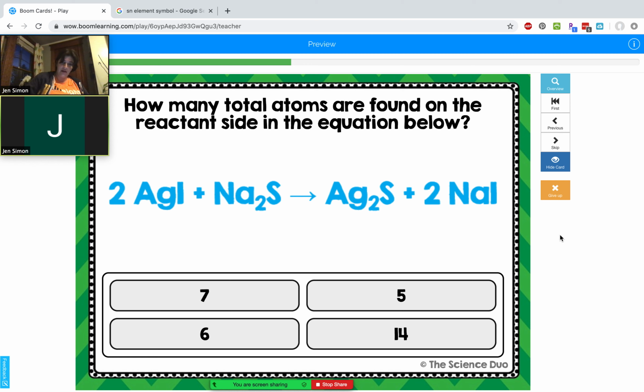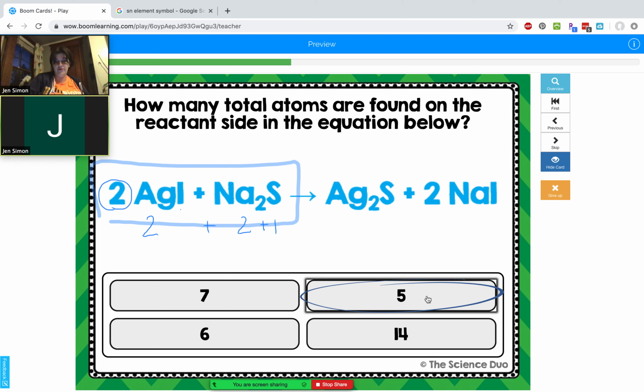How many total atoms are found on the reactant side of this one? Again, reactants is the left-hand side. So I have A, G, and I. So there's one of each of those, but that's going to be times 2. So here I have 2 atoms. I have Na2, which is another 2, plus S, which is 1. So I have 2 plus 2 is 4, plus 1 is 5. Oh. Let's see. What did we do wrong there?